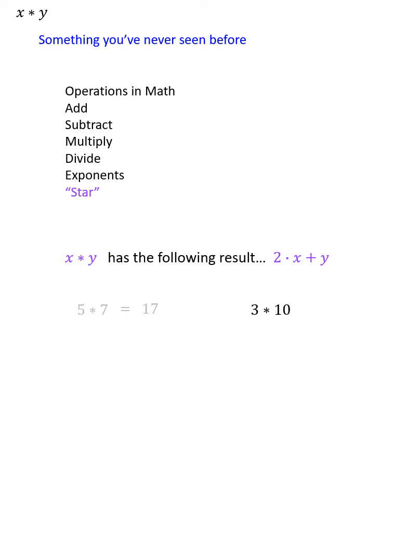Well, according to our definition, I have to multiply 2 times the first number and add the second number. If you're wondering why it's times 2 and then add the second number, it's in the definition. It's in this crazy operation I made up. Okay, so all I have to do now is work out the value of that. 2 times 3 is 6. 6 plus 10 is 16. And that gives me the result for 3 star 10.